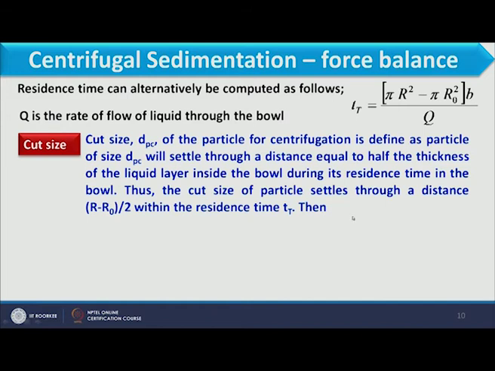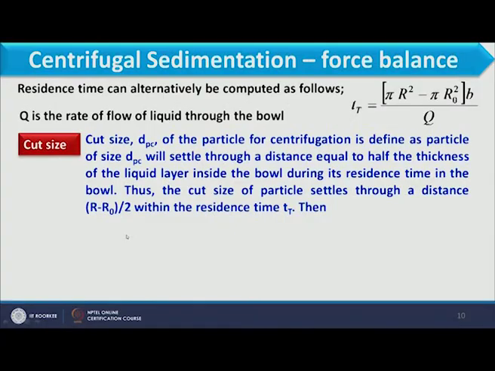Thus, the cut size particle settles through a distance R minus R naught by 2 within the residence time Tt. So what is the meaning of this? When we consider the cut diameter of the particle, it means it will settle through this distance. So a particle which is smaller than dpc will not be settled, and particles which are larger than dpc will be settled, because they will move through this particular distance.